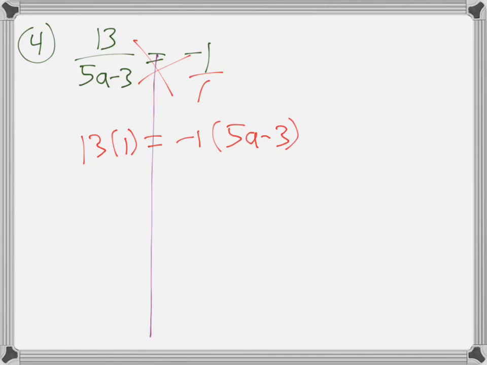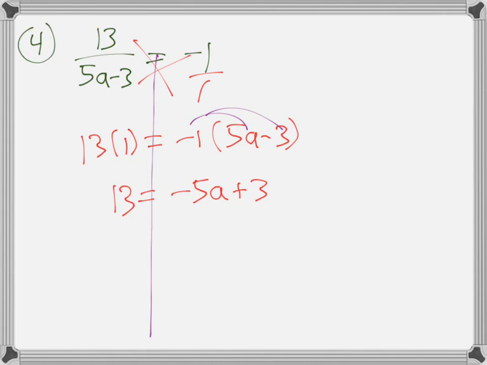Here's the wall. And now you just distribute. Everybody see what I'm doing there? If you haven't switched left to right, that's fine. It doesn't matter which one's on the left, which one's on the right. Just diagonal, put it on one side, diagonal, put it on the other side. And then let's take it from there. So boom, boom. And so 13 times 1 is 13. Here we get minus 5A plus 3.